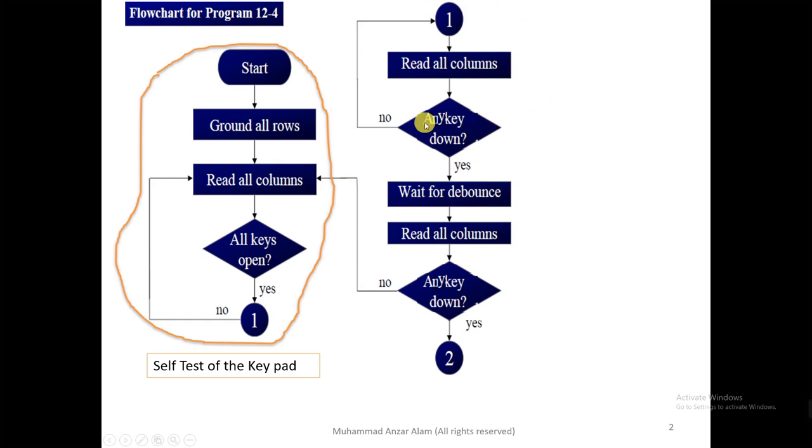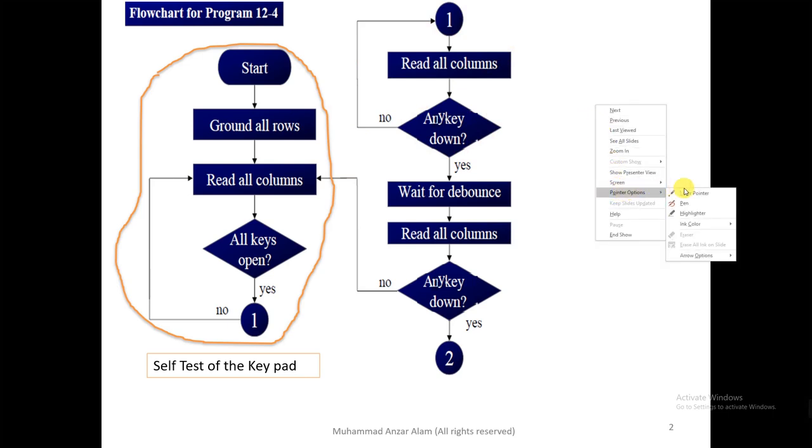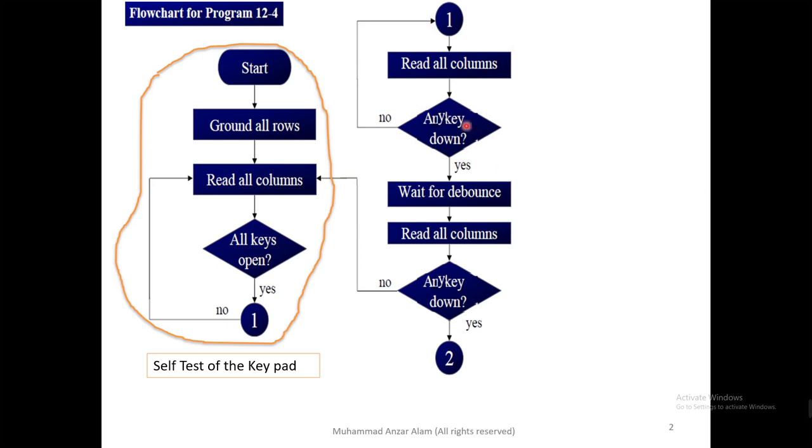It will continue to monitor the status of the keys, whether any of the keys is pressed or not. So let's assume that we have pressed one of the keys. Then any key down, yes, one of the keys is down, then we will have to wait for debounce. Okay, still we have some barrier. Why do we have wait for debounce?